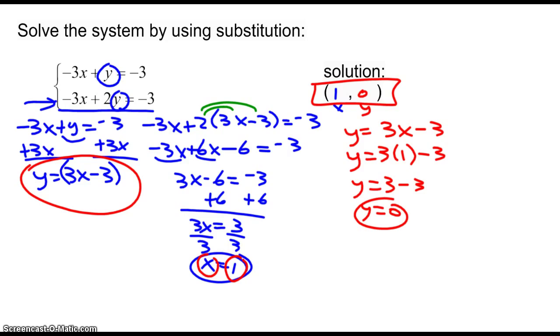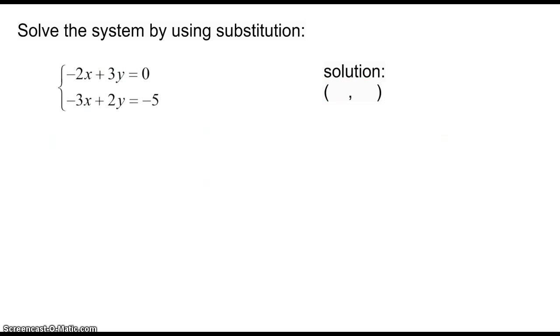This, by the way, doesn't only have to work with lines. You can do this with any sort of equations. Okay, let's take a look at another example. Maybe try this one on your own. What would you do? Pick an equation, solve it for one variable, and I'll tell you that you might get a fraction on this one. If you do, it's not necessarily wrong. Pause it, unpause it when you're ready.